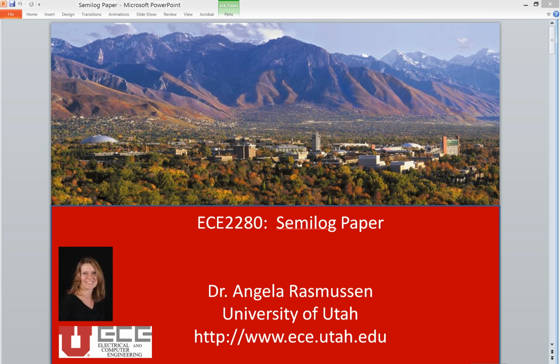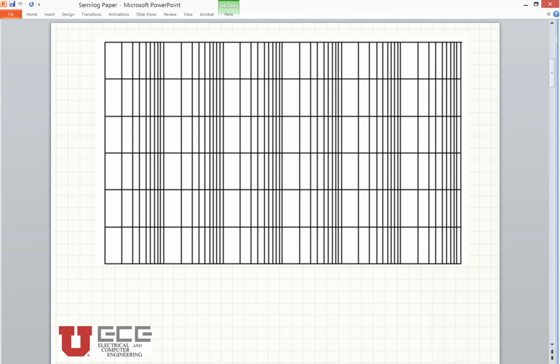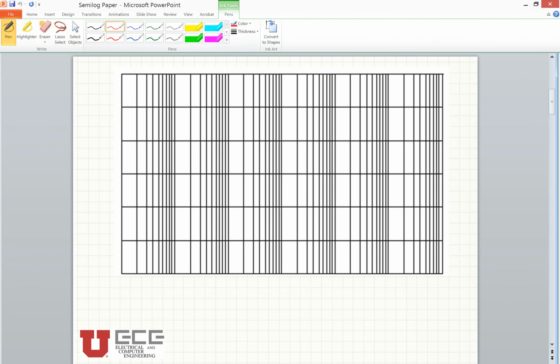In this video, I'm going to describe semilog paper. Semilog paper is comprised of two different scales. On the Y scale, you have a normal scale, and on the X axis, you have a log scale. This is called semilog.